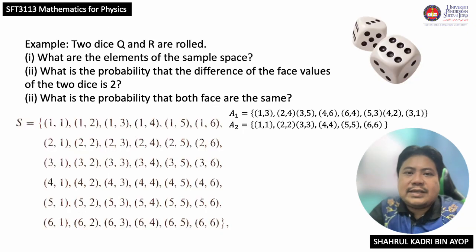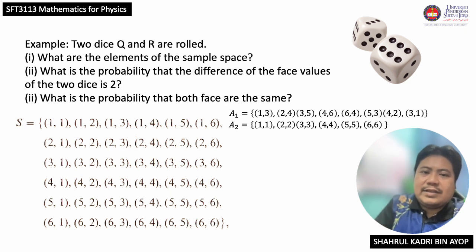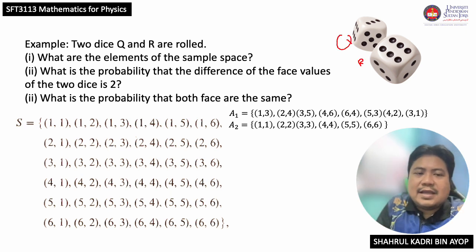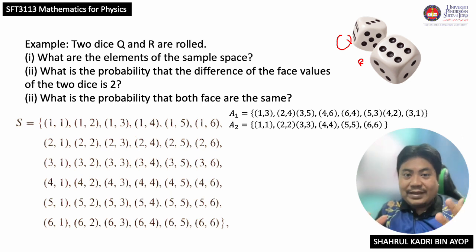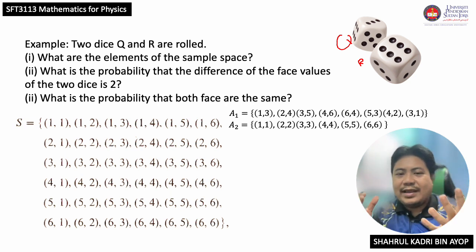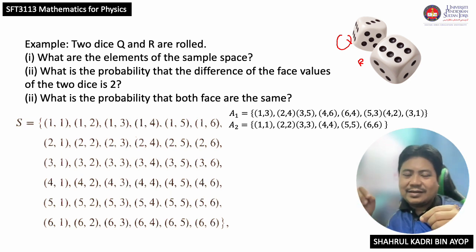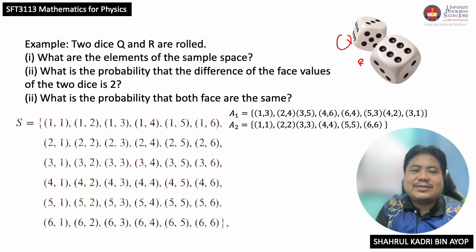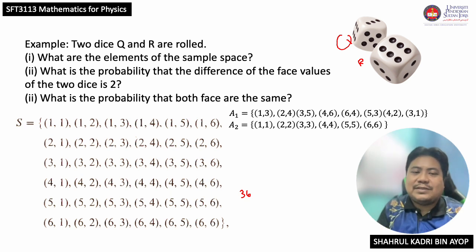So that is the probability of having a number less than or equal to 5. Next we go to the example. If you have two dice, Q and R, we just label them Q and R. What are the elements of the sample space? When you throw them, what would be the events? You can have a pair 1 1, 1 2, 1 3, up to 1 6, and then 2 1, and so on. So you can have 6 multiplied by 6, which is 36 possibilities.